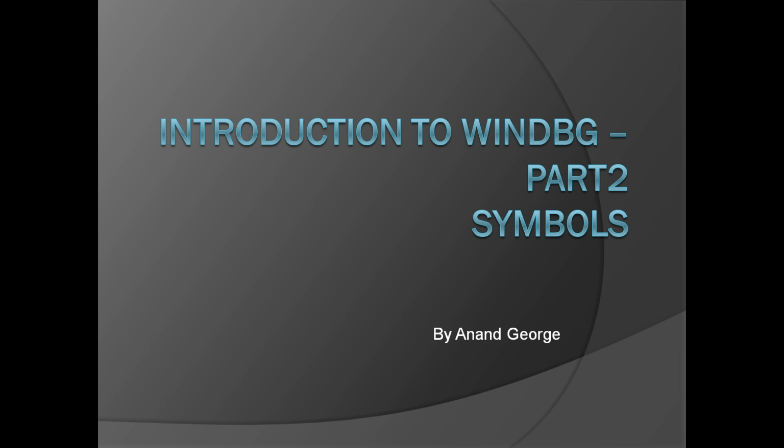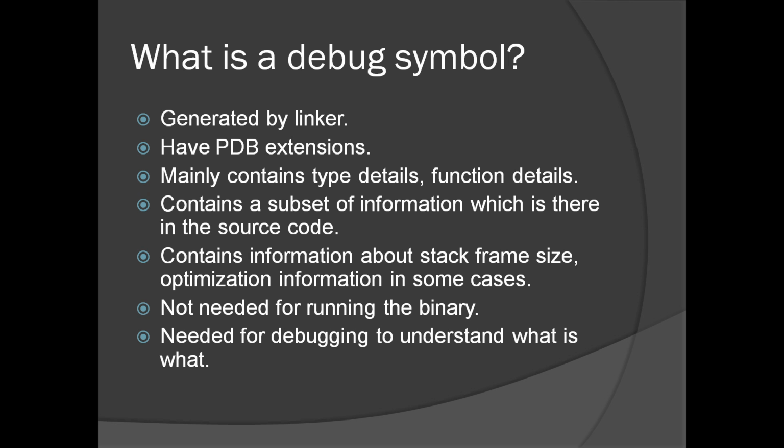In this presentation, we're going to discuss symbols. A debug symbol or PDB file is generated by the linker. It has a .pdb extension. It mainly contains the details of the types. For example, if you have a structure, it has information about the elements inside the structure and the size of it, etc.